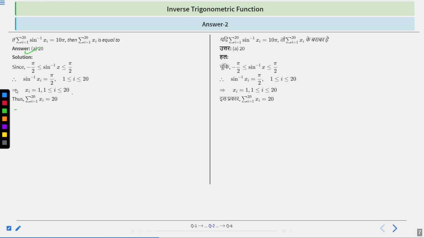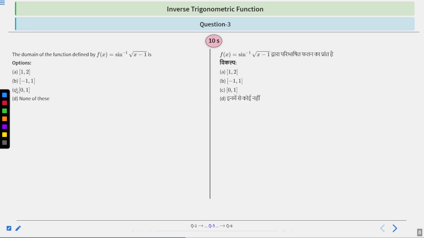Now let's move to the next question, question number 3, which says the domain of the function defined by f(x) is equal to sine inverse root over x minus 1 is. We basically have to find the domain of f(x) is equal to sine inverse root over x minus 1.